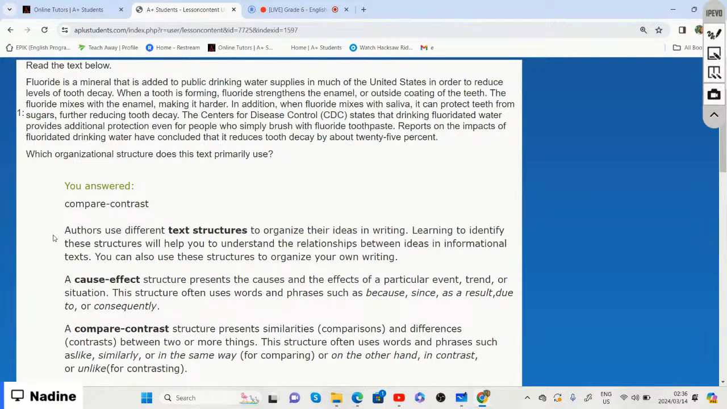All right. So we have our text structures, right? And they say that learning to understand and identify these structures will help you to understand the relationship between ideas in informational text, and you can also use these text structures to organize your own writing.